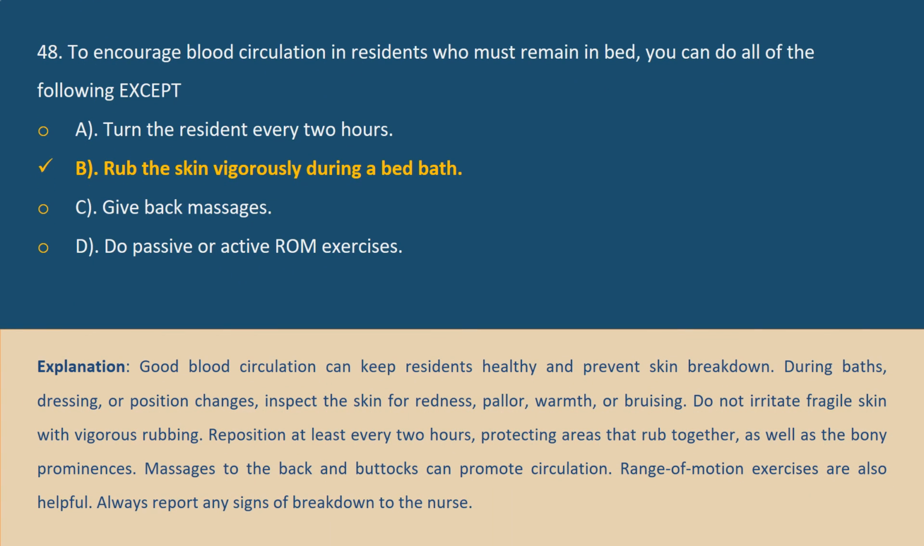Answer B. Explanation. Good blood circulation can keep residents healthy and prevent skin breakdown. During baths, dressing, or position changes, inspect the skin for redness, pallor, warmth, or bruising. Do not irritate fragile skin with vigorous rubbing. Reposition at least every 2 hours, protecting areas that rub together as well as the bony prominences. Massages to the back and buttocks can promote circulation. Range of motion exercises are also helpful. Always report any signs of breakdown to the nurse.